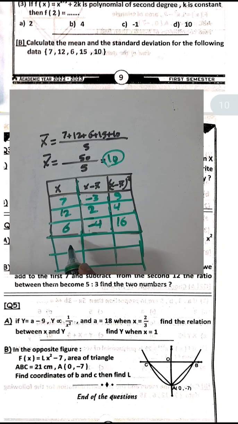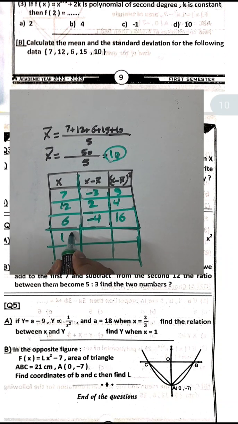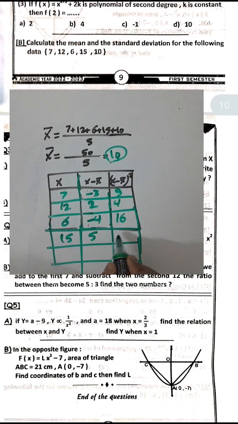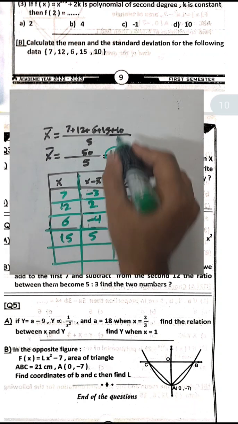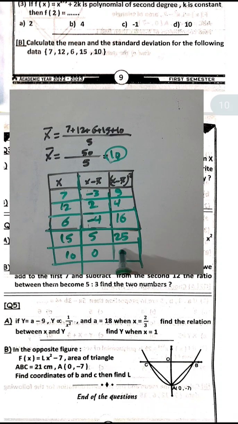And then the next number here was what? 15. Minus 10, it will be 5. Power 2, it will be 25. And then write 10. 10 minus 10, 0. Power 2, 0. Okay.